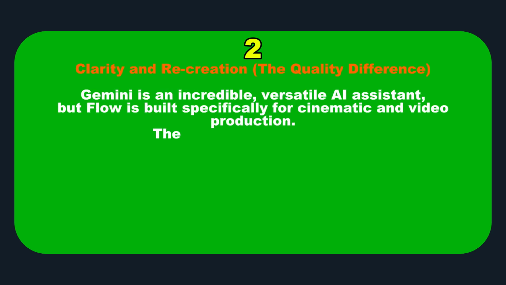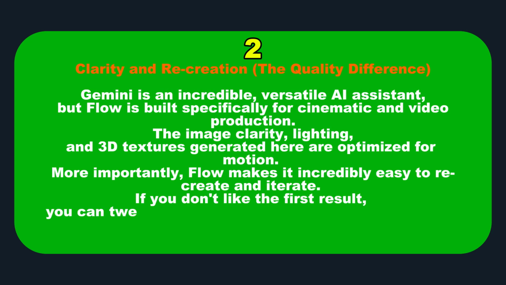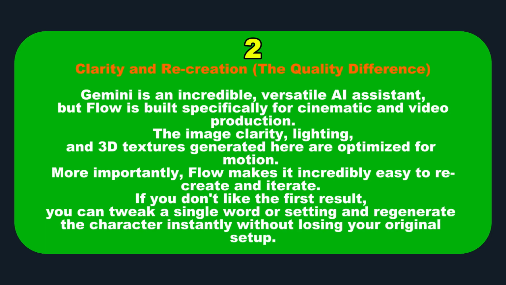Two, clarity and recreation. Gemini is an incredible, versatile AI assistant, but Flow is built specifically for cinematic and video production. The image clarity, lighting, and 3D textures generated here are optimized for motion. More importantly, Flow makes it incredibly easy to recreate and iterate straight away. If you don't like the first result, you can tweak a single word or setting and regenerate the character instantly without losing your original setup. Generating your asset right where you plan to animate it gives you ultimate control over the final video quality.